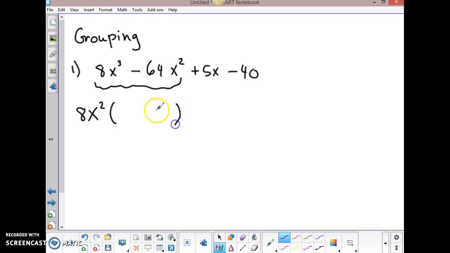To find out what's left, we take 8x cubed, we divide it by 8x squared, we end up with an x. Now we take 64x squared and we divide it by 8x squared, and we end up with an 8. This plus here, we're just going to put it down. Now let's look at those 2 terms. What is the greatest common factor that we can find between 5x and 40?